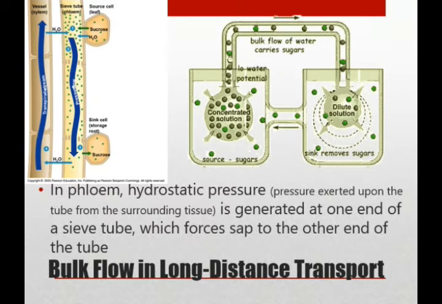In phloem, hydrostatic pressure is generated at one end of the sieve tube, which forces sap to the other end of the tube. So as you can see, there are two places. One is the sink and one is the source. So let's say that the leaves perform photosynthesis. There will be a lot of sugar compared to the other parts of the tree. There will be less sugar because there is less photosynthesis. So you have the gradients. In the source you have a lot of sugar, in the sink you have less sugar. So the sugar will move from the area where it is concentrated to the area that is less concentrated or dilute.